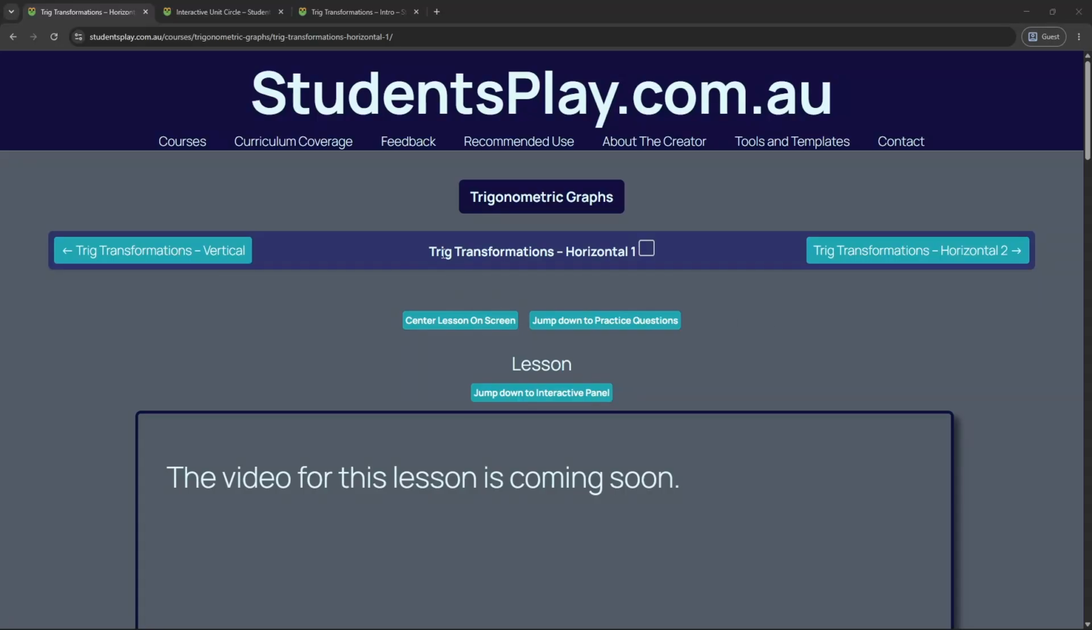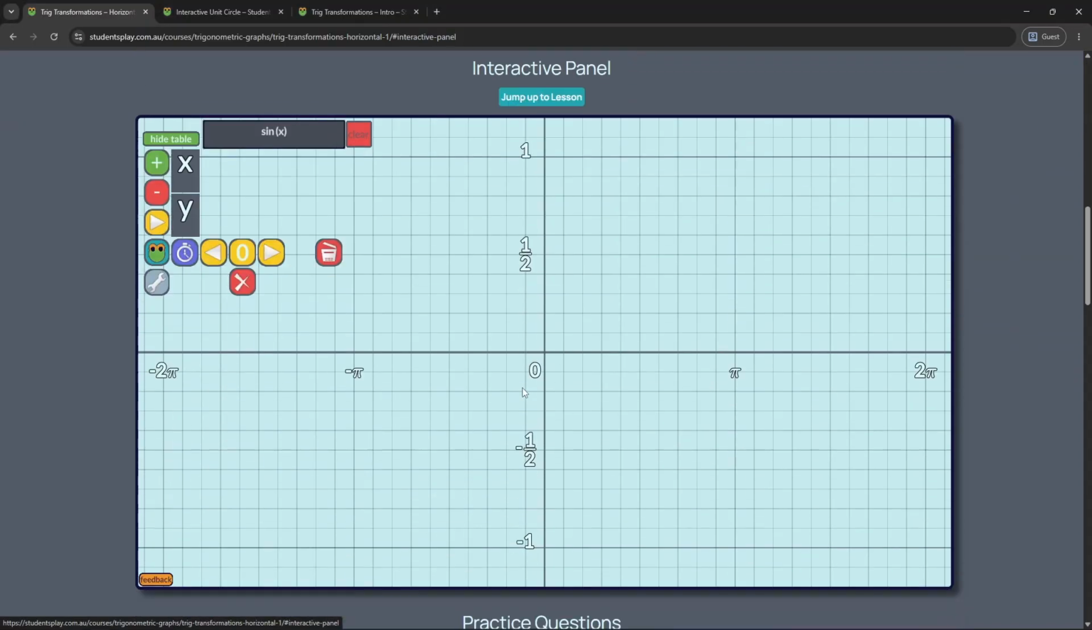This lesson is about trig transformations, horizontal. We're going to split the horizontal into two different parts because it is a bit trickier. Let's jump down to the interactive panel.